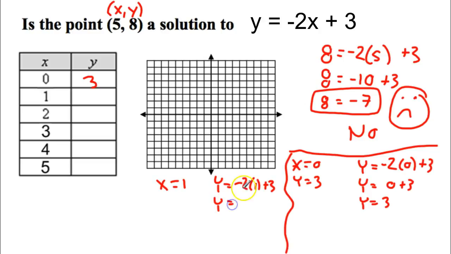Y equals, I need to multiply before I add. Negative 2 times 1 is negative 2. And then I have plus 3. Negative 2 plus 3 is negative 1.